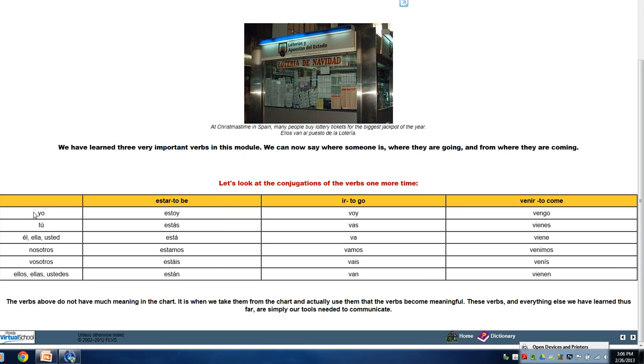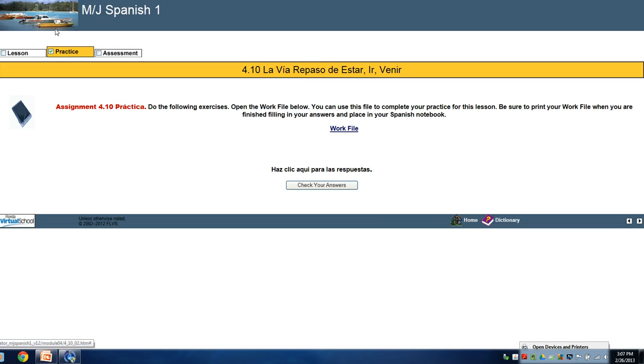So the yo form, so if you're going to say I am, estoy, I go would be voy, I come would be vengo. So make sure that you understand how this chart works and understand what it means, and then we're going to keep going. So review those verbs, make sure you memorize those forms, and then you're going to go ahead and do a practice activity, and again, do it carefully, and then make sure you check all of your answers.